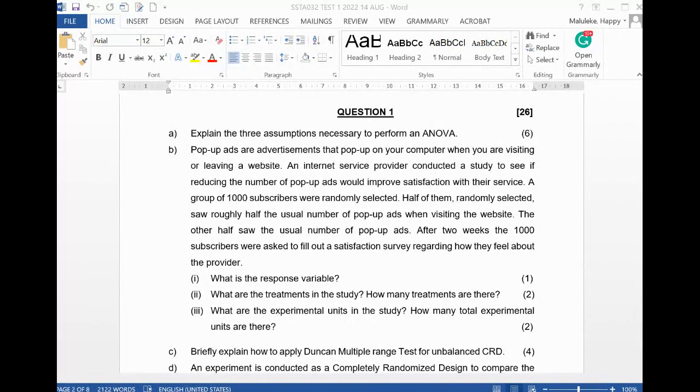Or if you want to use a residual plot, you can say I can draw a residual plot between errors and the response variable. If there is no pattern between the errors, it means the variance is constant. So there were different ways where you can explain how you will assess if the variance is constant or not.